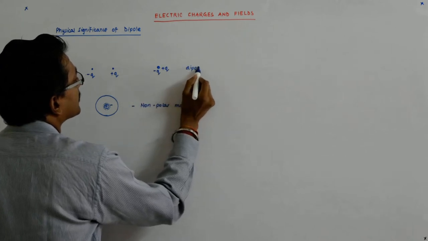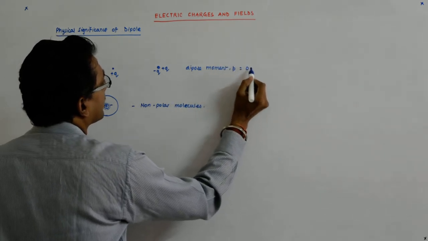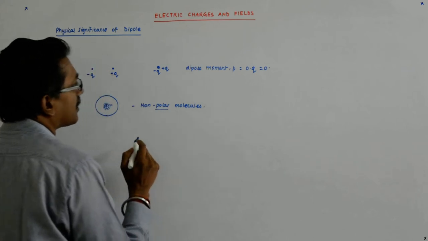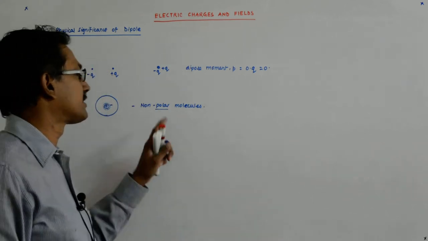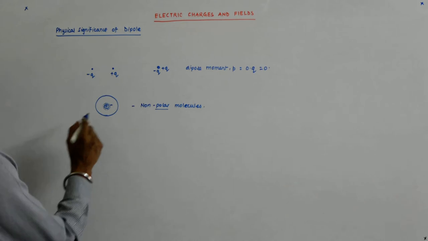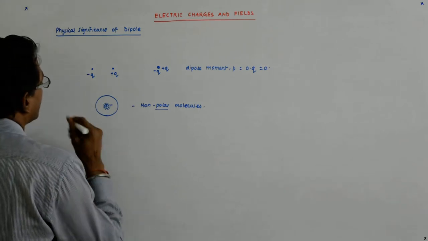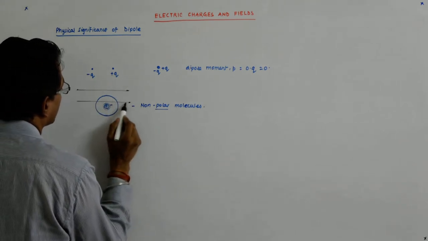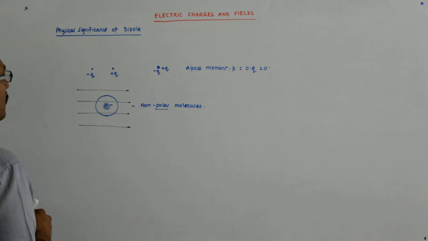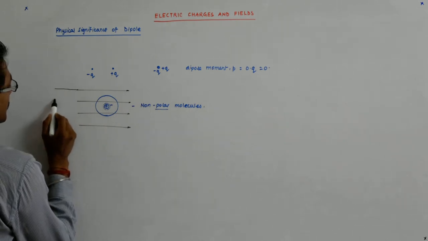So the dipole moment, which we denote by P, is 2a, which is zero, the distance is zero, into Q, which is zero. So when you say non-polar, you actually say that its dipole moment is zero. Now, these molecules, under the influence of an electric field, what will happen to them?